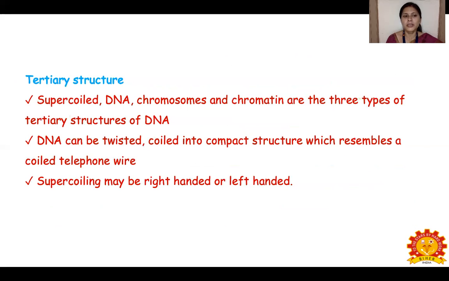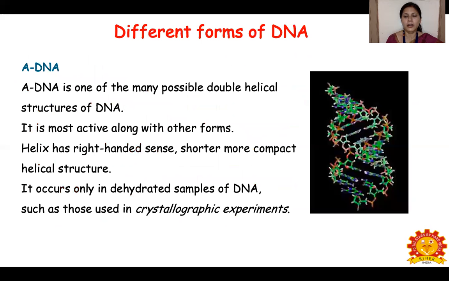So now we'll see the tertiary structure. It is a supercoiled DNA. Chromosomes and chromatin are the types of tertiary structure of DNA. DNA can be twisted, coiled into a compact structure, which resembles a coiled telephone wire. Supercoiling may be right-handed or left-handed. So now we'll see the different forms of DNA.